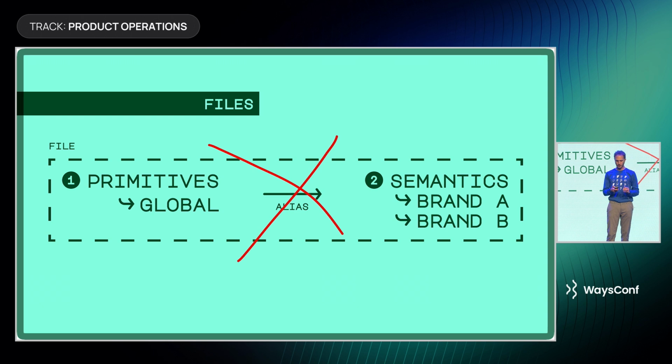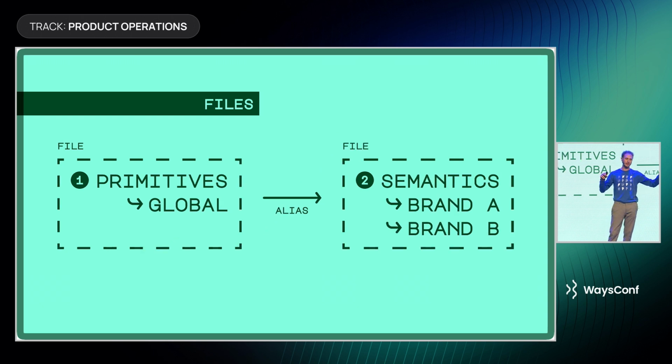So what I would encourage you to do is to actually split those primitives and semantics into separate variable files, which would enable you to have that easier maintenance as you're starting to create, maintain, distribute your components and styles and variables across your system.